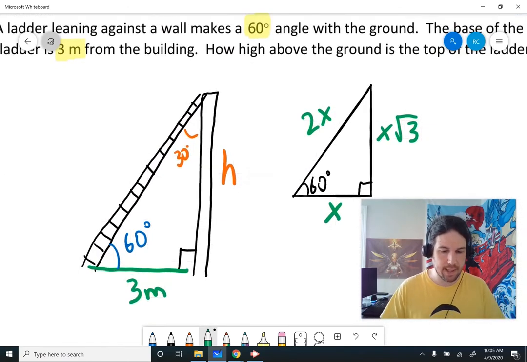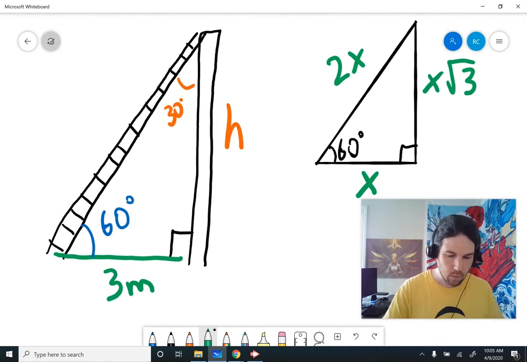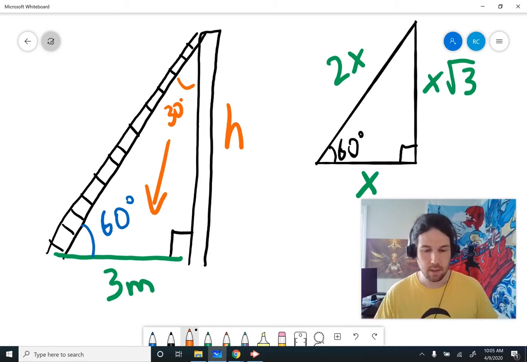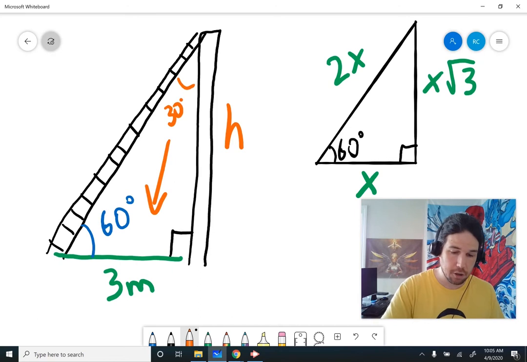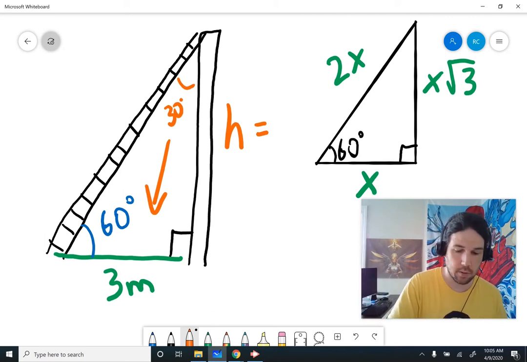So in our ladder example, we have the short leg across from the 30-degree angle, and that's 3 meters. So that means that h is going to equal, well, in a 30, 60, 90 triangle, the long leg is the short leg times the square root of 3, so it's going to be 3 times the square root of 3.